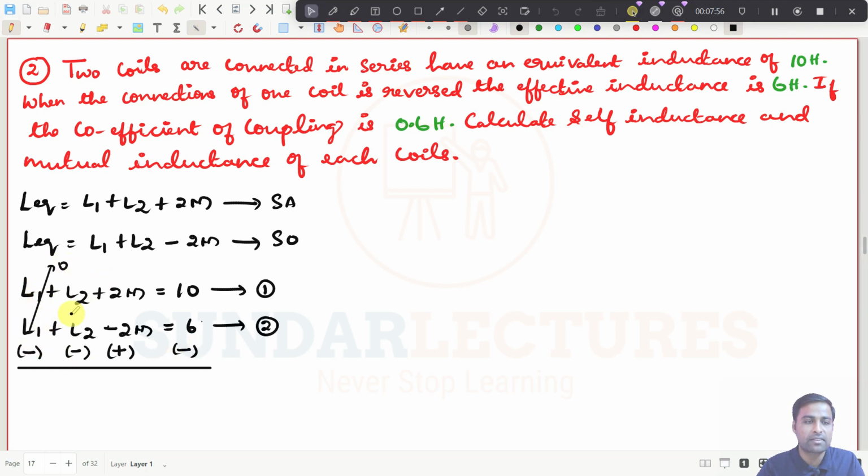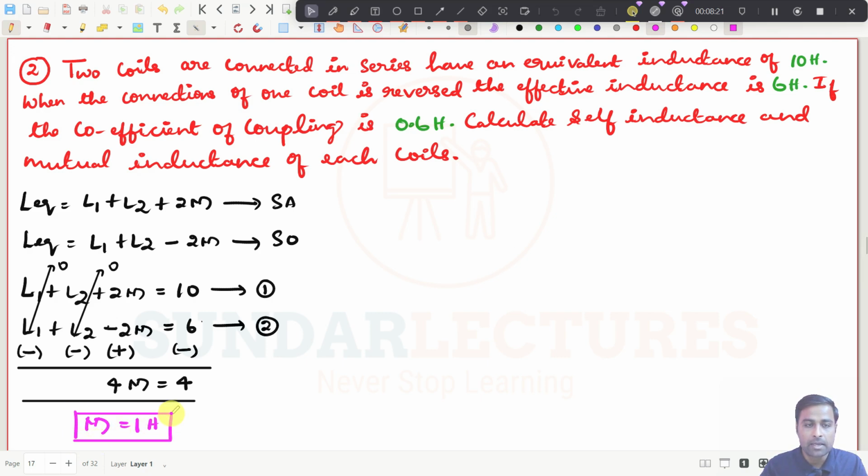So this can be cancelled out, and this can be cancelled out, and finally what I will get is 4M, which is equal to, if I subtract these two, I will get 4 again. Am I right or wrong? So this is the expression now. If I simplify this straight away, I will get the mutual inductance. What is the mutual inductance? It is 1 Henry.